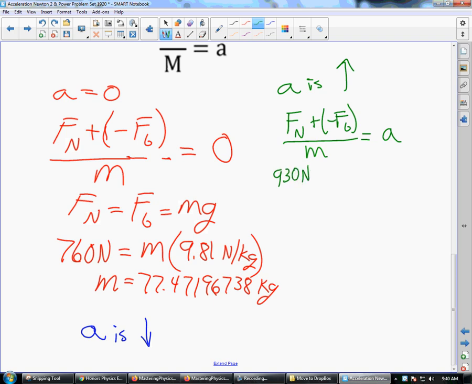It's positive minus, I know my weight, 760 newtons over my 77.47196738 kilograms equals a. And it's going to be positive, which is great. So that means it's upward, which is what we want.